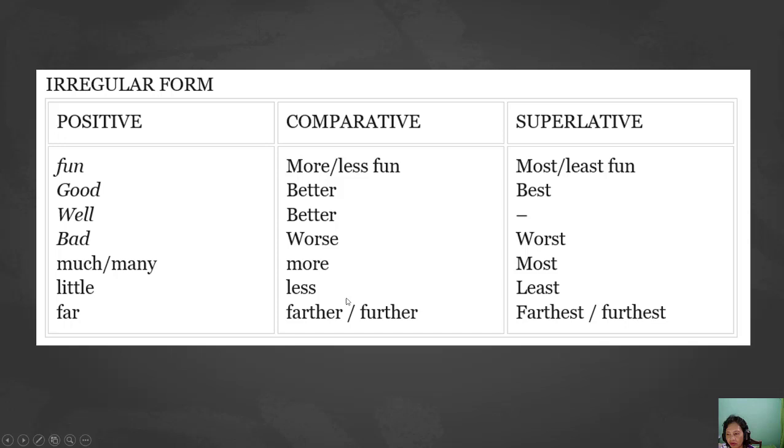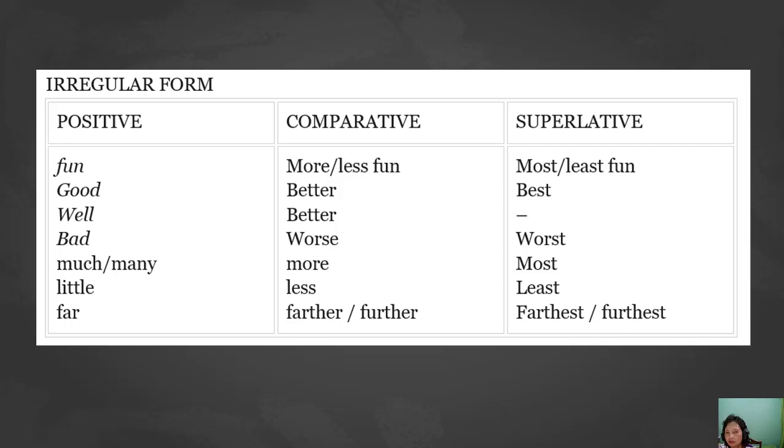Far, farther or further, farthest or furthest. Commonly we use further in every sentence, but some people use farther especially for distance. Later I may tell you about the difference between farther and further in a different video. There are some words that are almost the same, but they are used in different ways.